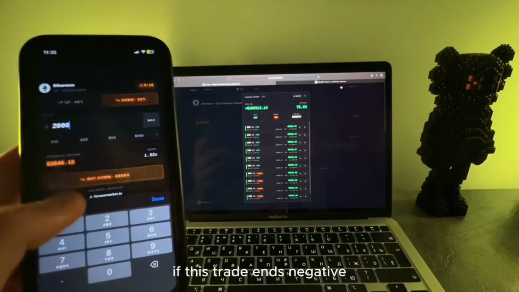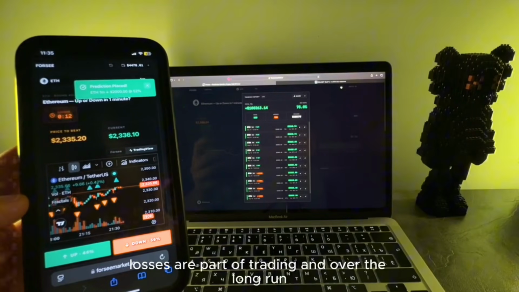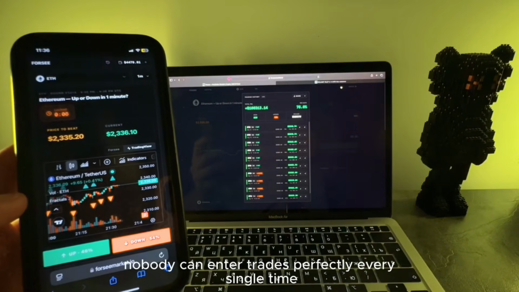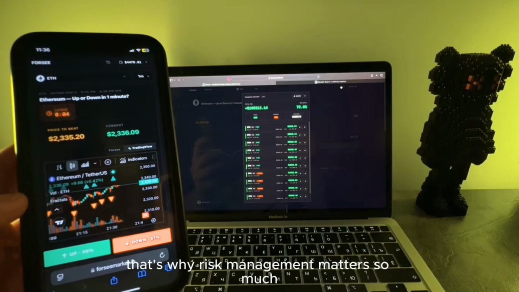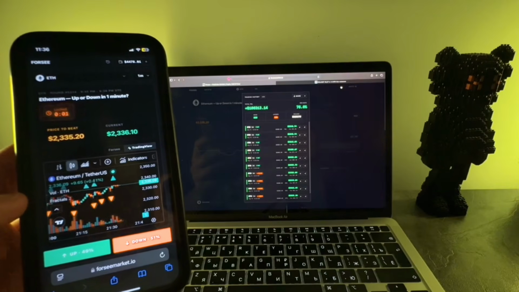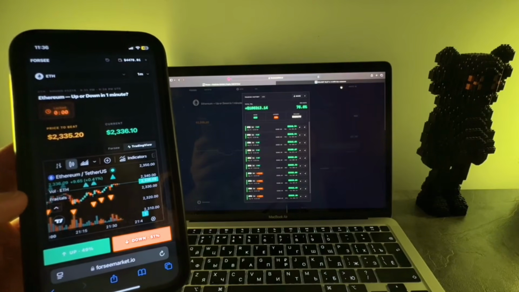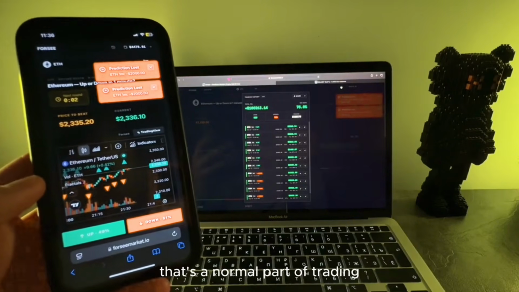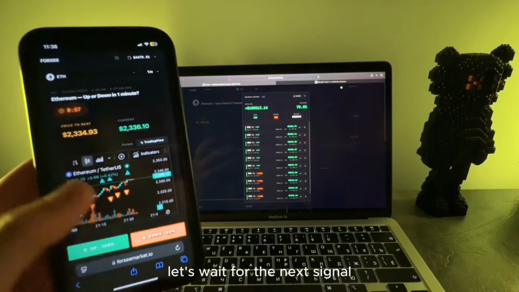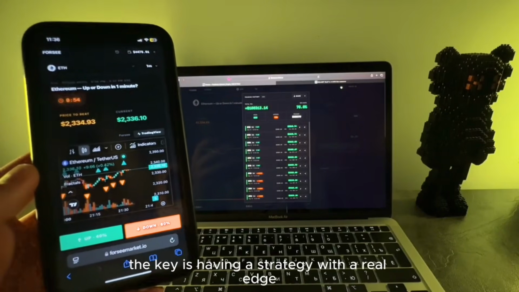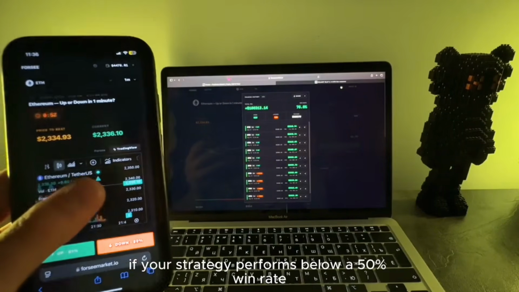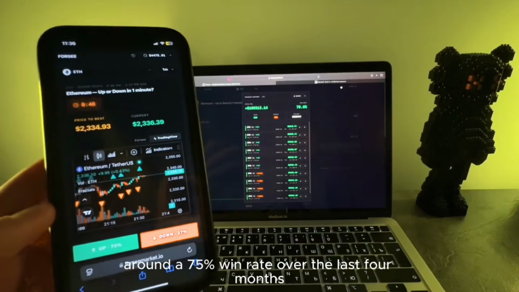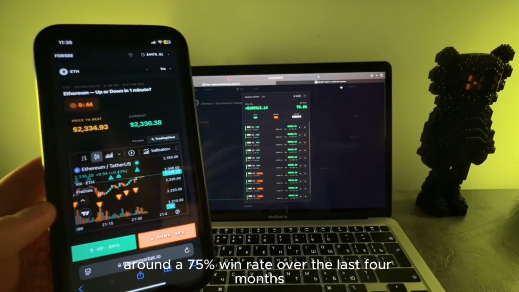If this trade ends negative, that's completely fine. Losses are part of trading, and over the long run, profitable setups should cover those losses. Nobody can enter trades perfectly every single time. That's why risk management matters so much. No problem, this trade closed in a loss. That's a normal part of trading, so there's nothing to worry about. Let's wait for the next signal. The key is having a strategy with a real edge. If your strategy performs below a 50% win rate, risk management alone won't save it. But this setup has shown around a 75% win rate over the last 4 months.